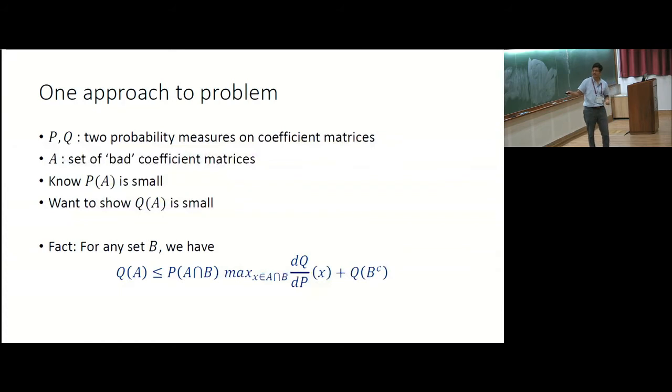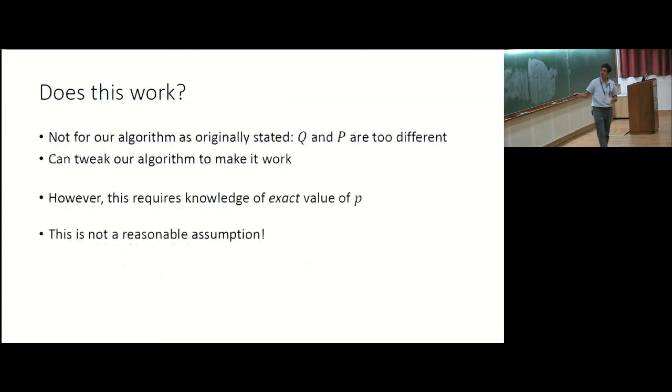The reason for picking the set B is you can't hope this likelihood ratio is bounded everywhere, but if it's bounded on a big enough set, you can get an upper bound on the probability you want. We tried this. It doesn't work straight away, but with a small modification to our algorithm, it could work. So in theory, it works, but it requires knowledge of the exact value of P. Even a small error gets amplified, and so in any practical sense, this algorithm doesn't work.